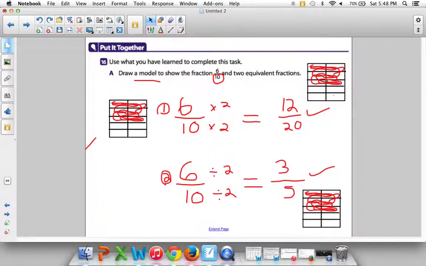Now, is it possible to take our original model and turn it into 12 over 20? It totally is. Watch. We have 10 right now, and I have to split all of that. Wait, how am I going to do that? Oh, I know what I have to do. I have to draw one more line. So I'm going to move our middle line down a little bit to right about there. Oh, I could have just left it there.